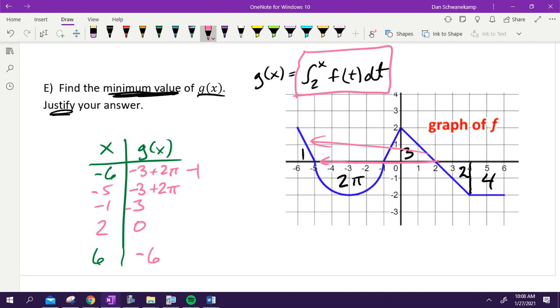I'm just working backwards. What is the answer to the question? Find the minimum value of g of x. What is the minimum value of g of x? Negative 6, not 6. 6 is where it happens. What is the minimum value? It's the g of x that's associated with that. Questions on that one? Worth a ton of points for tomorrow. Make sure you can handle that.